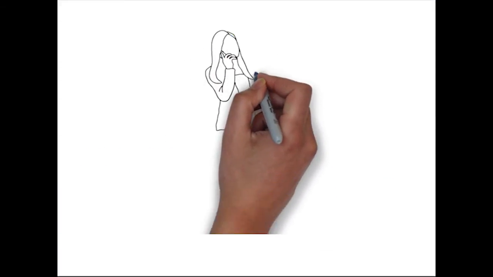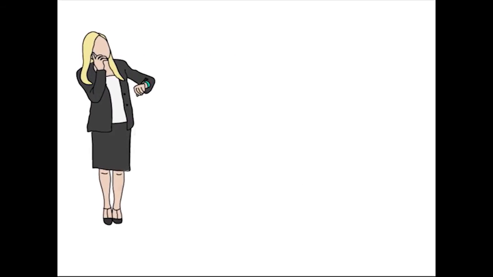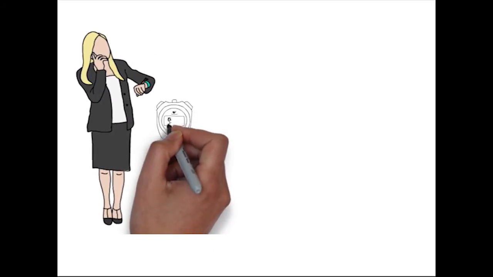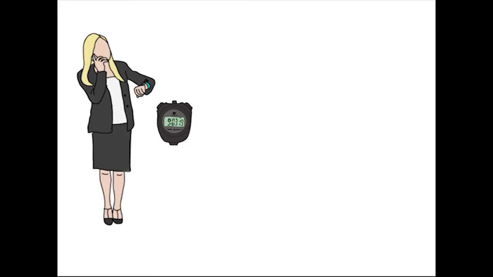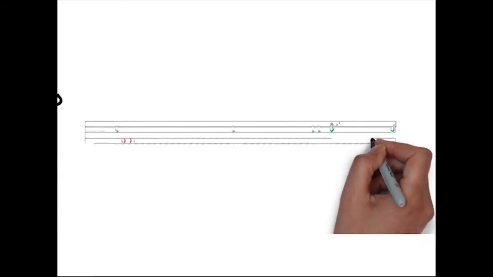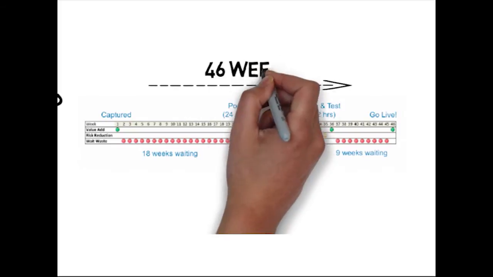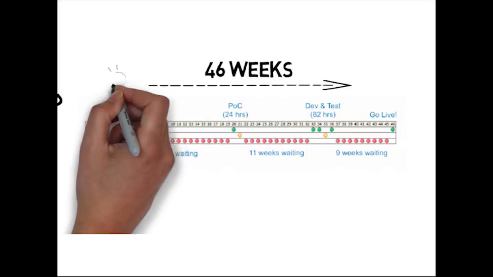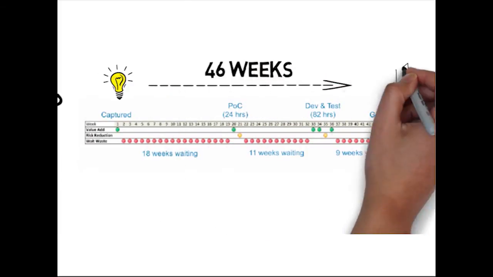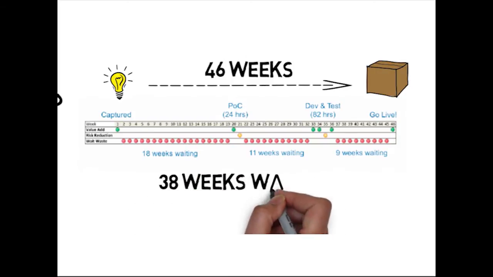In most organizations, it seems to take a long time to get things done. Part of the reason for this is not that each of the actions required takes a long time, it's that things actually spend most of the time in various queues waiting to be worked on. Here's a fairly typical example. It's a feature that took a total of 46 weeks to deliver from when it was first captured. Of that time, it actually spent 38 weeks waiting in various backlogs and queues.